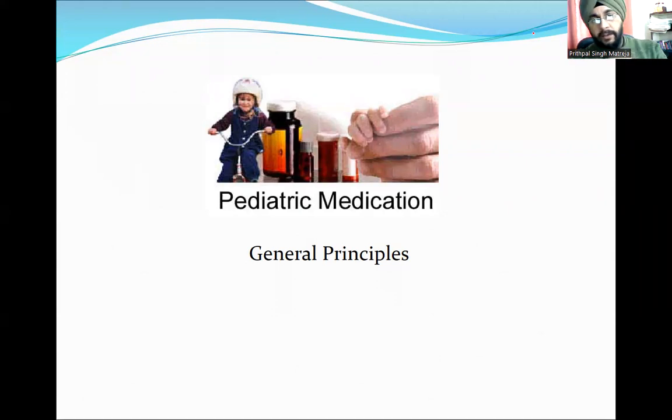In my previous sessions, I had started with drug use in special populations, where I talked about drug usage in pregnancy and lactation. Today, I'll be talking about drug use in the pediatric population, and in the coming sessions, I will be talking about drug use in the geriatric population.